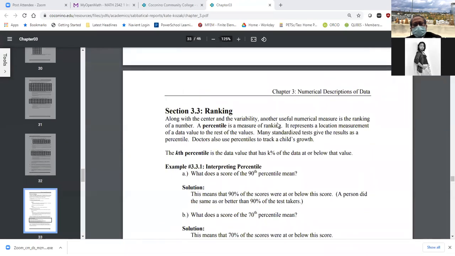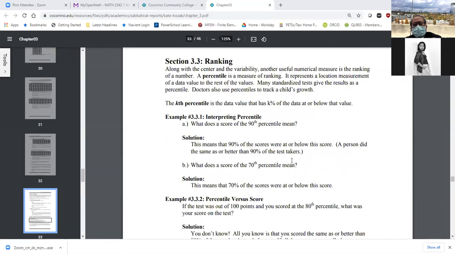Ranking. Okay, so it's using ranking or percentile. What does a score at the 90th percentile mean? This means that 90% of the scores were at or below this score. A person did the same as or better than 90% of the test papers. Yeah, this was an example. For the 70th percentile, it means 70% of the scores were at or below this score. Okay.